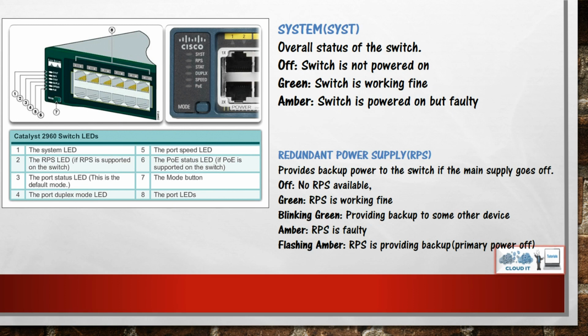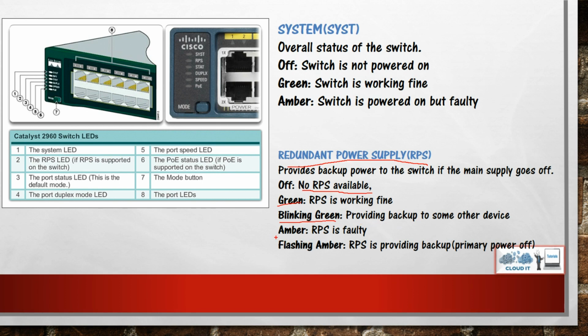And if you can see this RPS status off, it means there is no RPS available. RPS means redundant power supply. If it has a redundant power supply, then it is working fine. Then we can see green color in this RPS indicator, and if this indicator is showing blinking green color, it means it is providing backup to some other devices, not itself but some other devices.